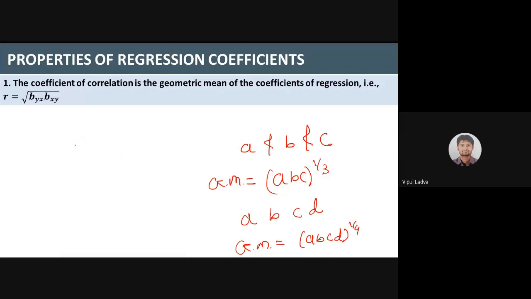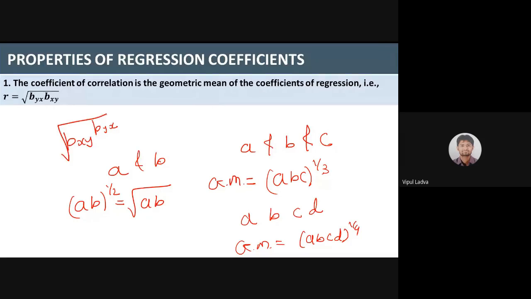So now, based on that information, since someone did not remember the geometric mean, I made you remember it. If there are only 2 numbers A and B, and you have to find the geometric mean, then what is it? That is AB raised to 1/2. Now what is 1/2? 1/2 is actually the square root. So if you have both the regression coefficients BXY and BYX, if you take the square root of their product, that means if you find their geometric mean, then that will be equal to the coefficient of correlation. This is the first information. This is the first property.